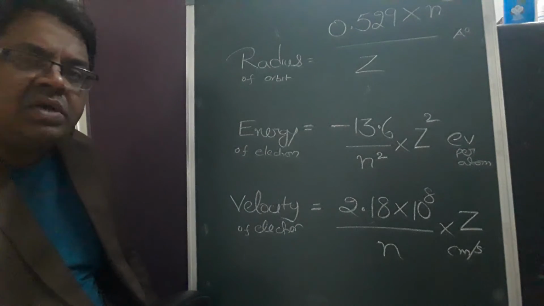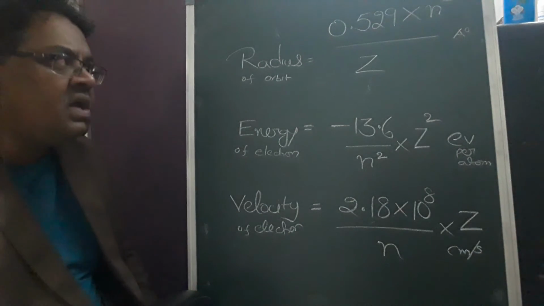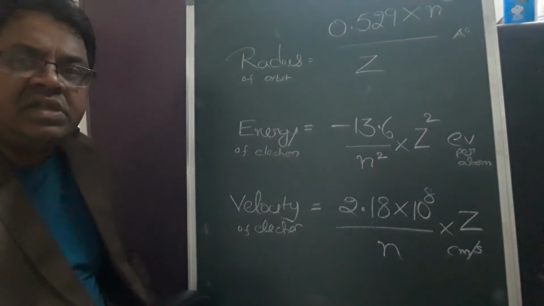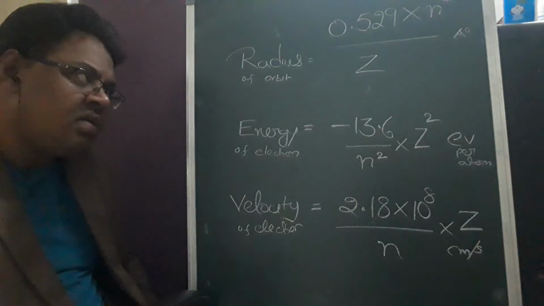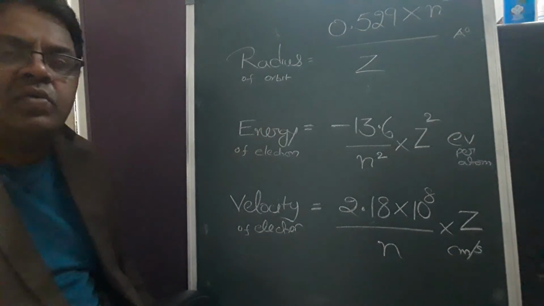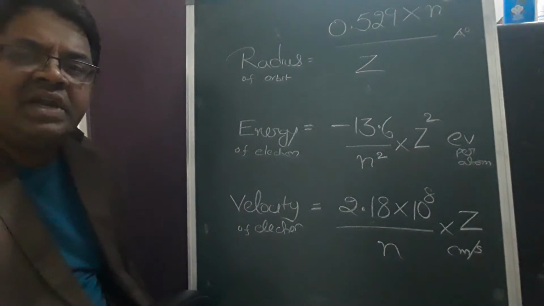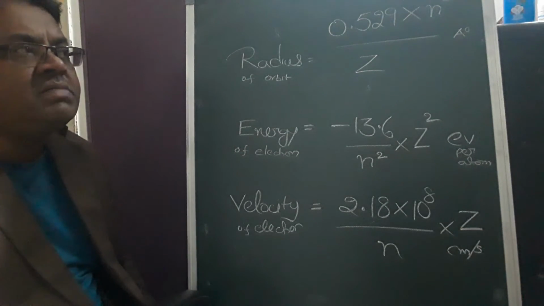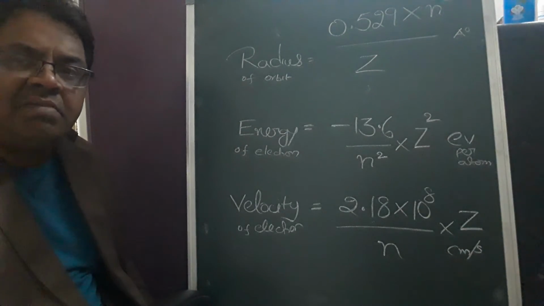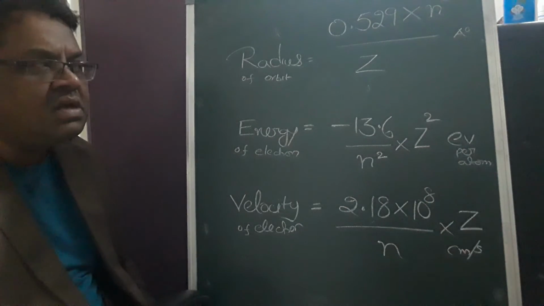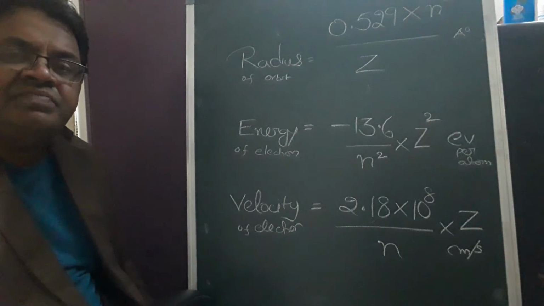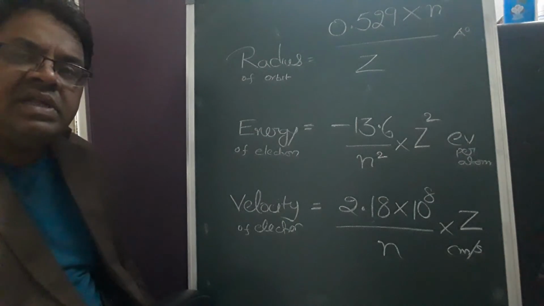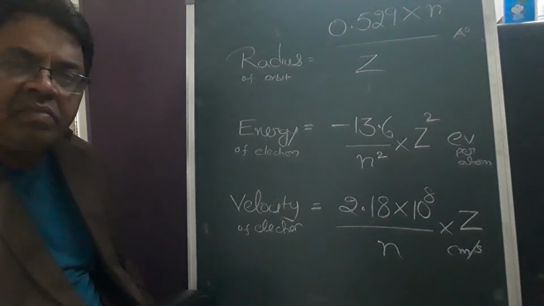Now the other topic is the radius of the orbit. It is also important for objective questions. The radius of the orbit can be calculated using 0.529 × n²/Z angstroms. What is the meaning of n? n means the number of the shell, that means 1, 2, 3, 4. If the question mentions the second shell or third shell, the n value will be 2 or 3, like that, and Z is the atomic number of that atom.